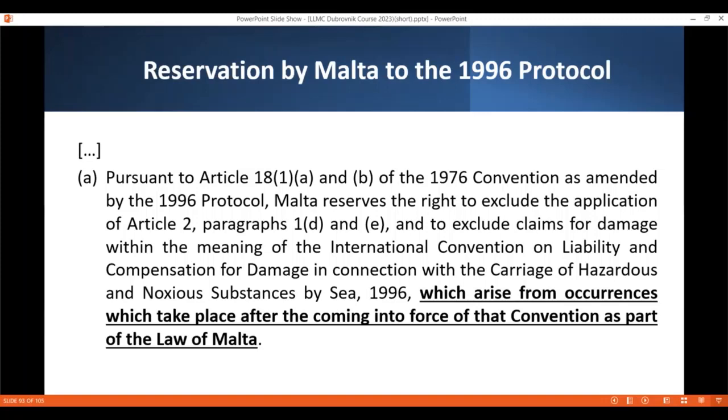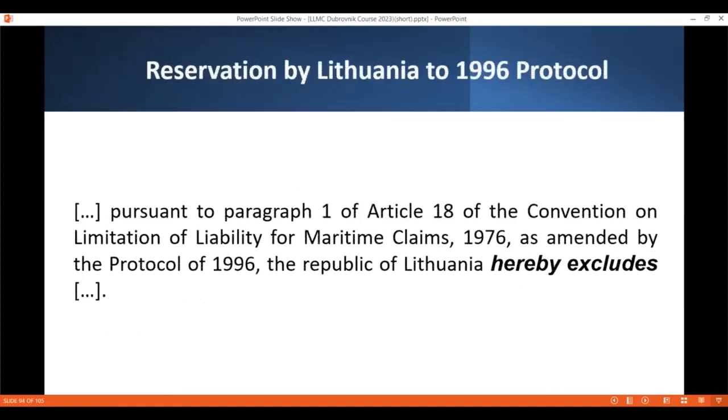Malta did it very cleverly in that sense. It excludes HNS claims which arise from occurrences which take place after the coming into force of that convention as part of the laws of Malta. So the reservation is valid now, but will only apply once the HNS Convention is in force. So you have the LLMC limits now, and as soon as the HNS kicks into force, you have the higher limits, but there will always be a limit. So these are some techniques to consider. Lithuania, if you see here, says the Republic of Lithuania hereby excludes.